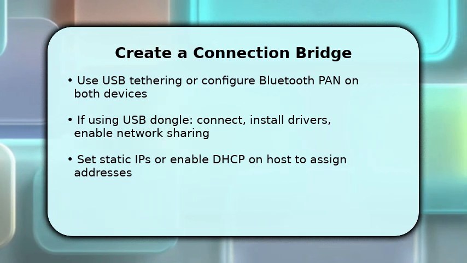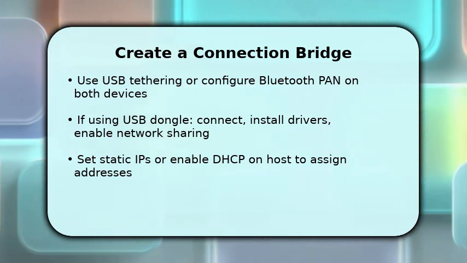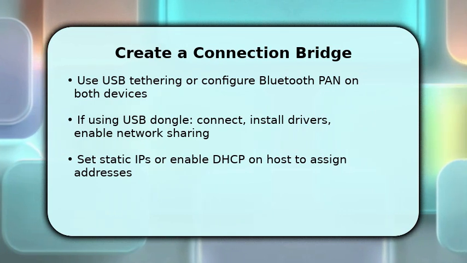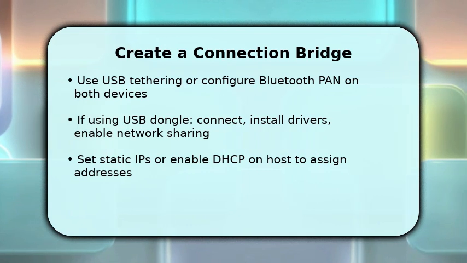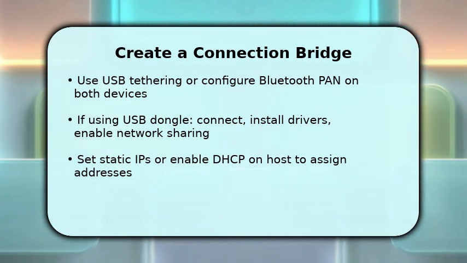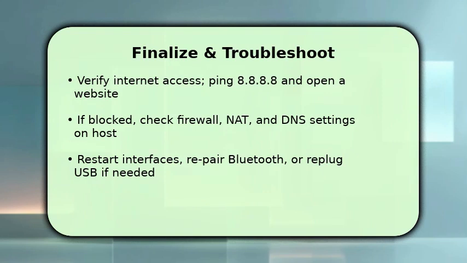Configure addressing. Either set static IPs quickly or allow DHCP on the host so the other device receives an address and default gateway automatically for internet access. Finish by confirming connectivity and resolving common issues.